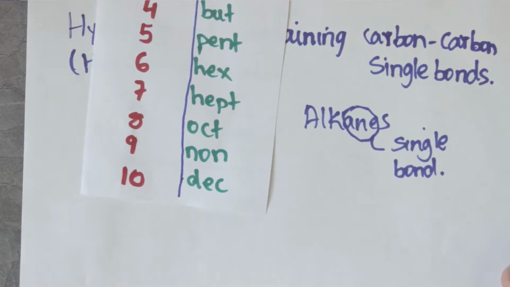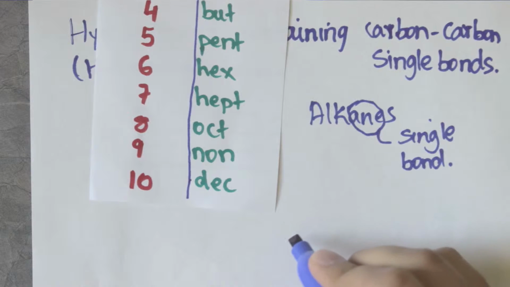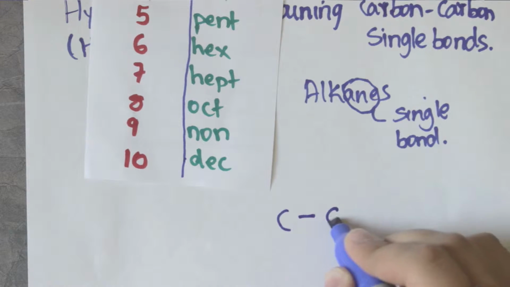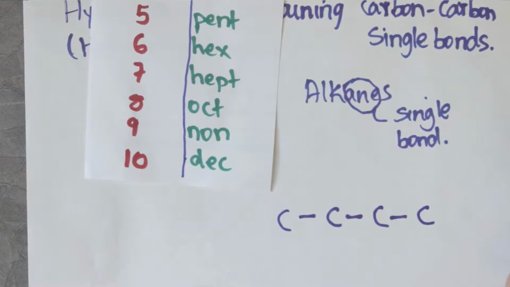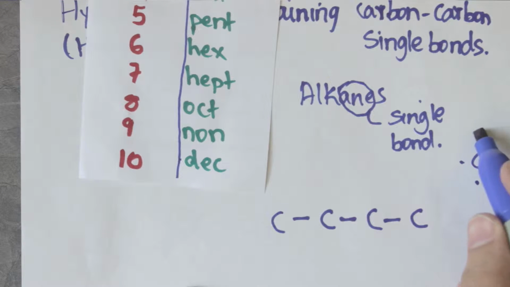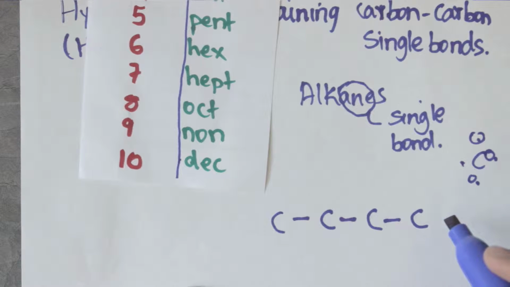Let's look at an example. So say for example you have 4 carbon atoms here. So 1, 2, 3, and 4. As you know, the Lewis structure of carbon looks like this, which means it has 4 bonds. So 1, 2, 3, 4, which means every single carbon atom you see has to be bonded. So here you have 4 carbons.